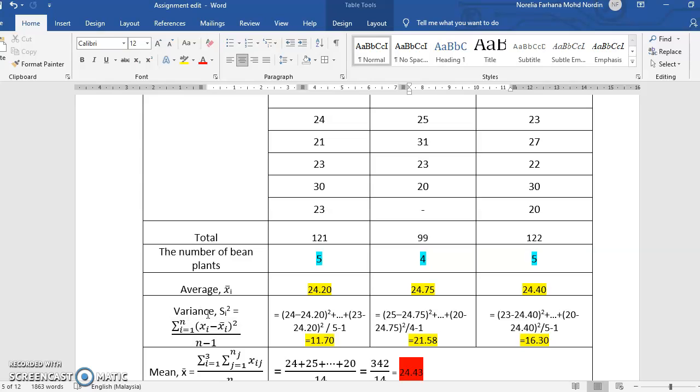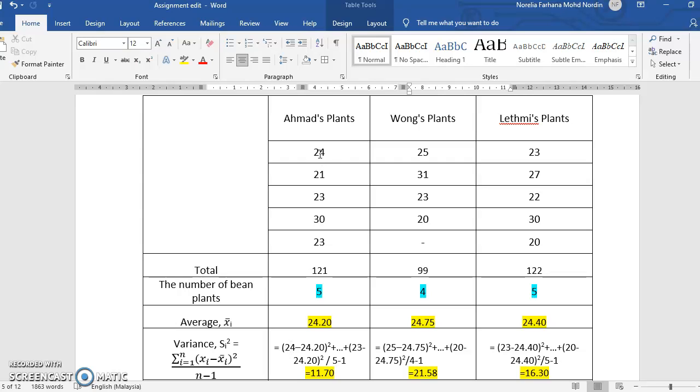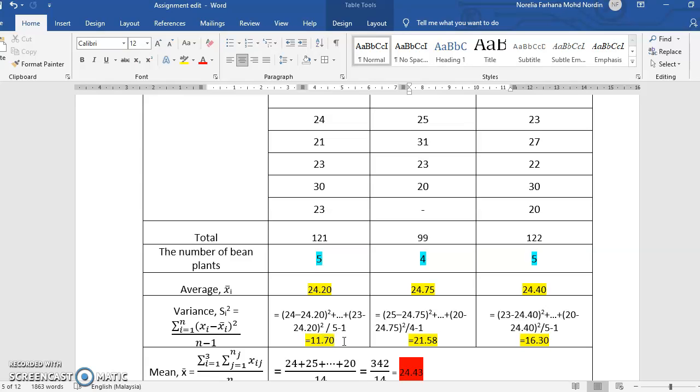Next step, we calculate the variance. This is the formula. The first data is 24. So 24 minus the average 24.20 squared, plus 21 minus 24.20 squared, plus all the data until the last data, 23 minus 24.20 squared, and then divide by 5 minus 1. N is the number of samples within the group. So the answer is 11.70. Apply the same formula for group 2 and group 3.